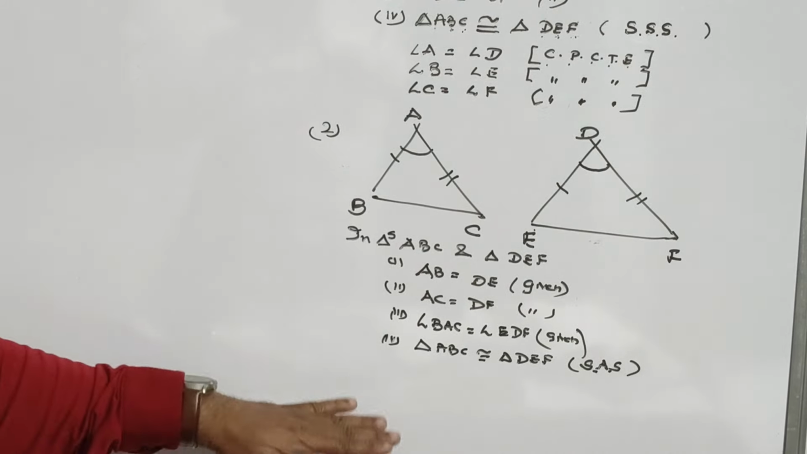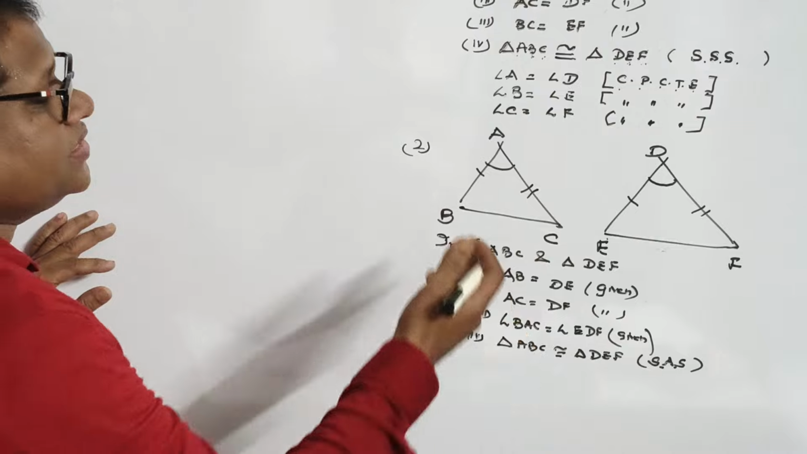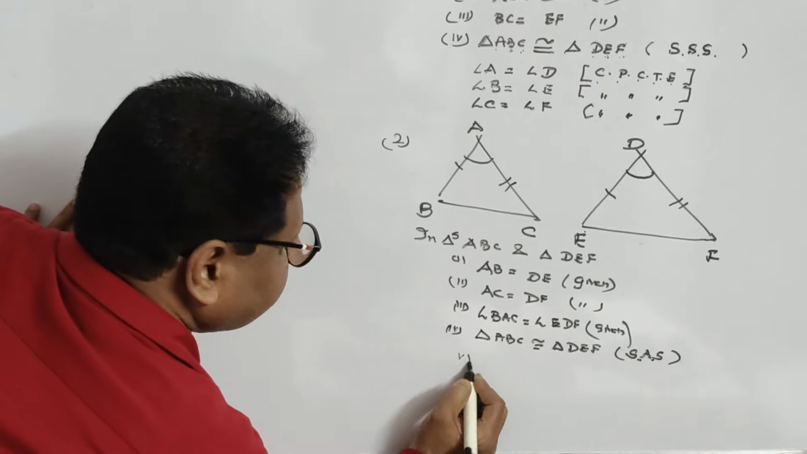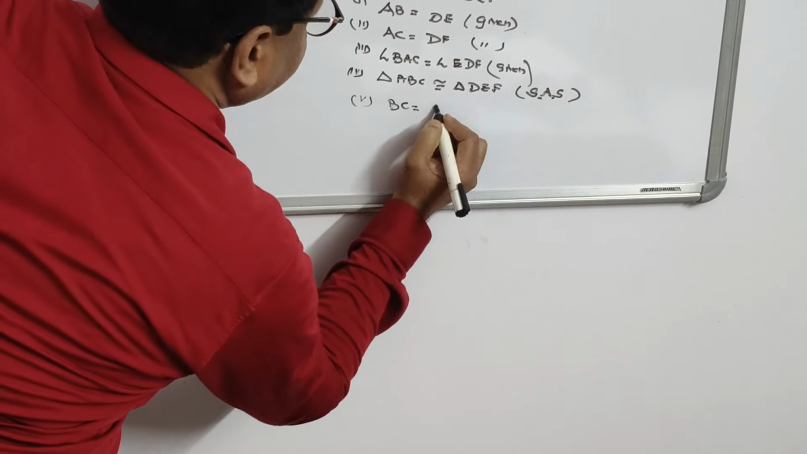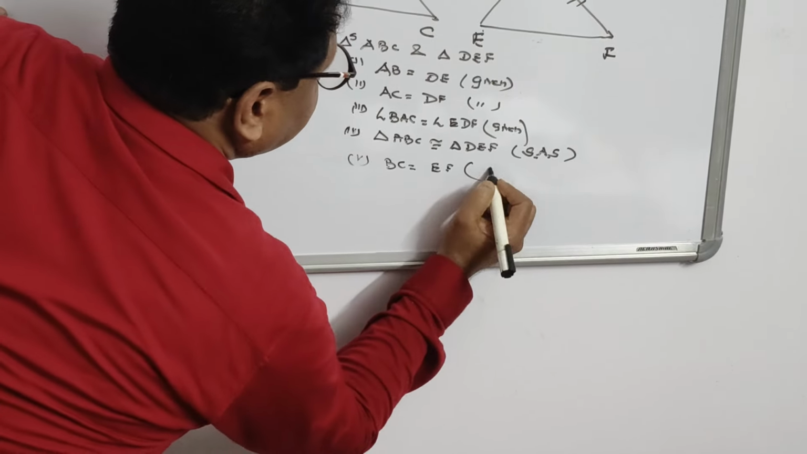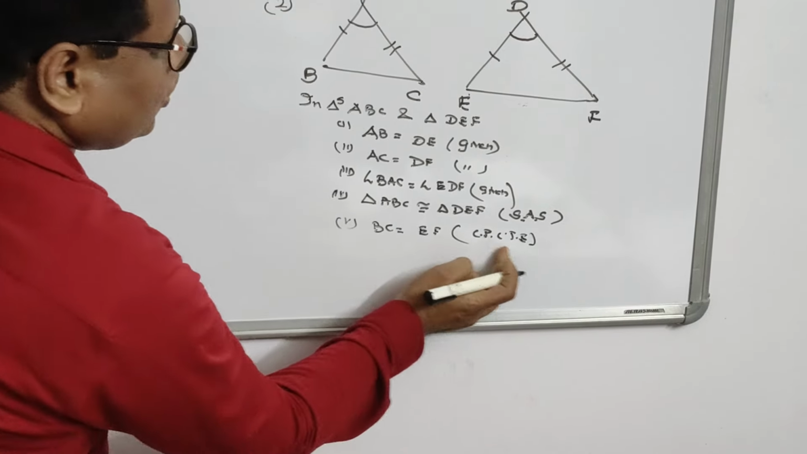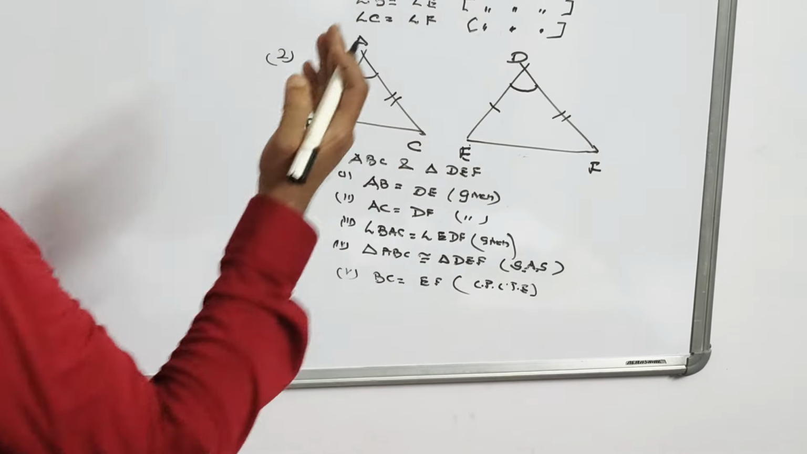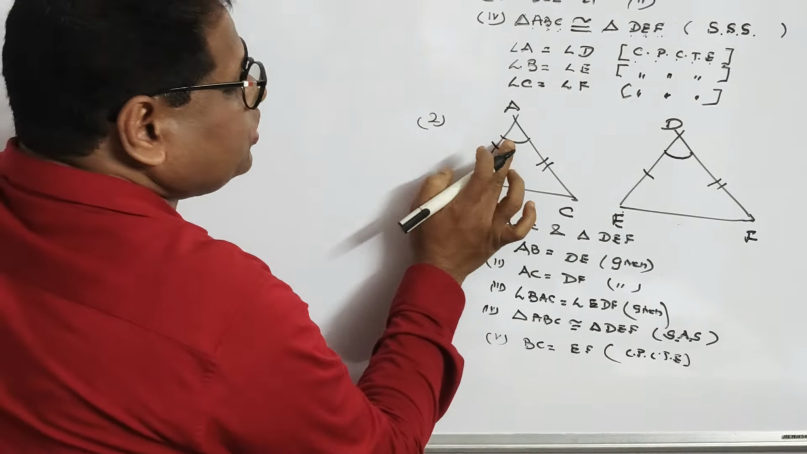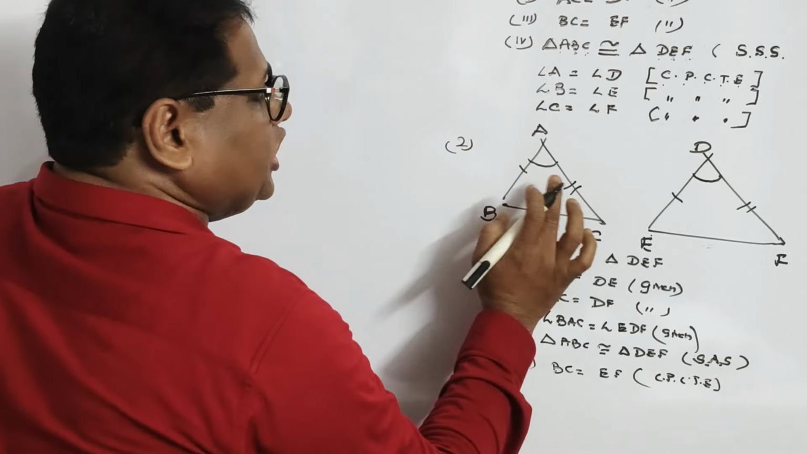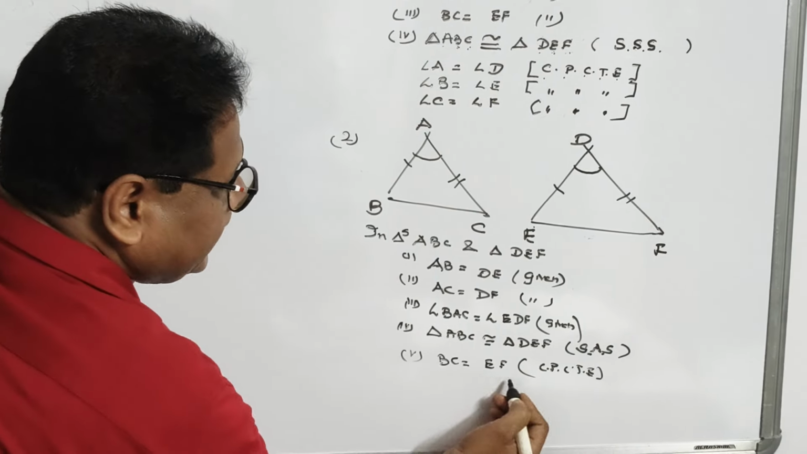So this remaining part which will be asked in the questions, now you are going to write. See, the possible questions that may be asked in this figure will be like this. Fifth, BC equals to EF. Here you have to write CPCTE, because these are already the equal parts of the congruent triangles. So BC and EF are equal because they are the sides opposite to angle A, angle D. Because angle A and angle D are equal, so BC is equal to EF. This is how you are going to identify the missing sides.